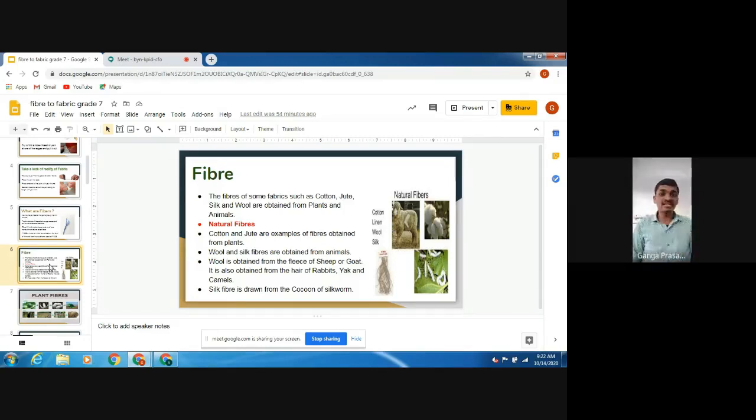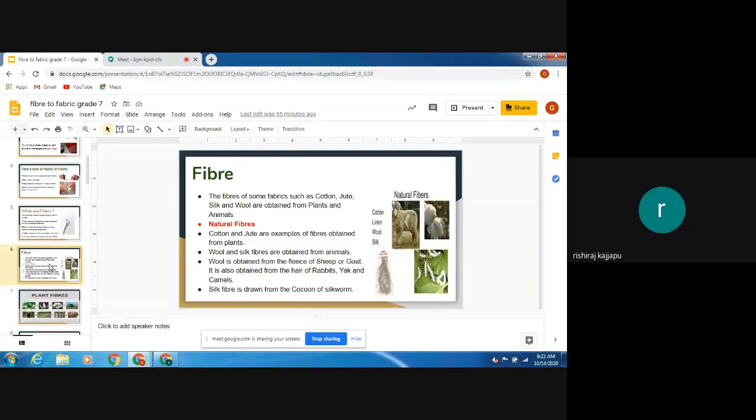There is another definition: the fibers which are made by chemical substances are called synthetic or artificial fibers. So what are examples of synthetic fibers? Could you give any examples of synthetic fibers? Rayon.